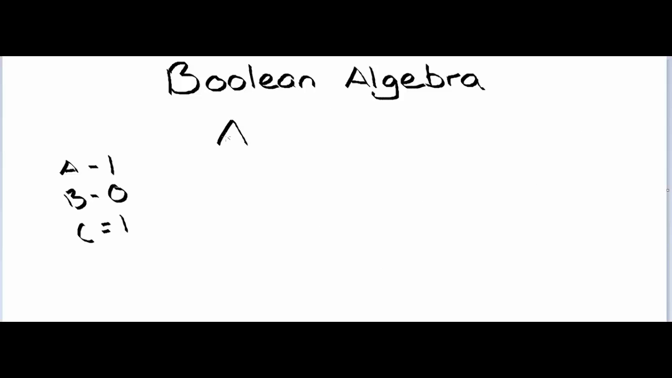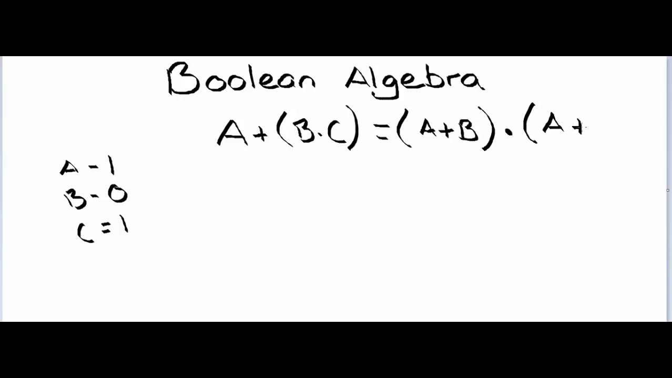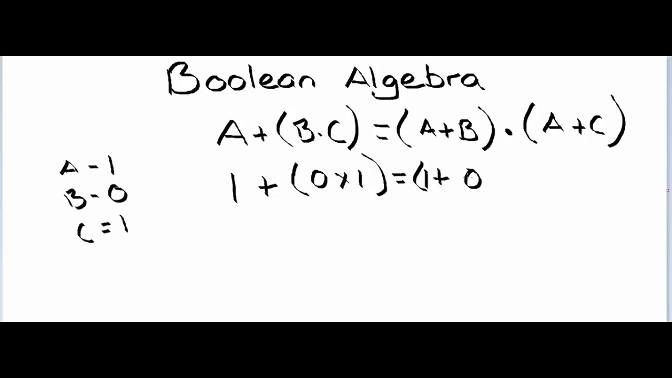So the next rule looks like this. We can say that A plus B multiplied by C is always going to be equal to A plus B multiplied by A plus C. So we'll stick with the same example numbers as we used previously. So again, like you would do in maths, we can say that 1 plus 0 times 1 is going to be equal to 1 plus 0 multiplied by 1 plus 1.